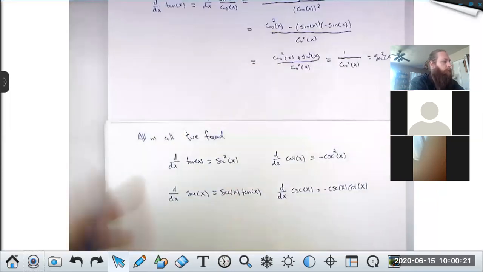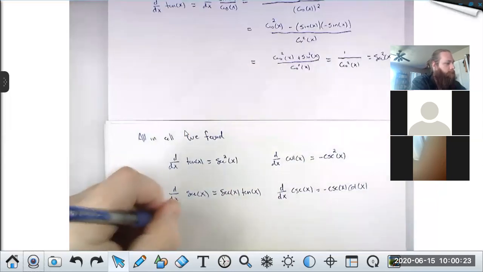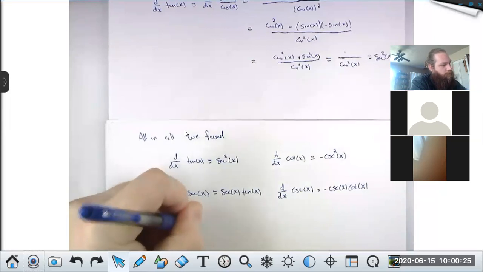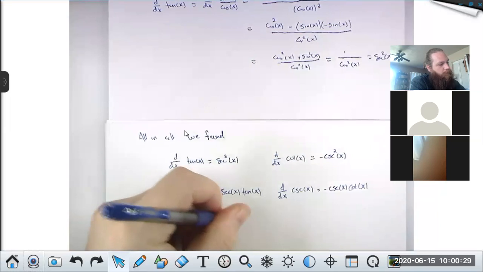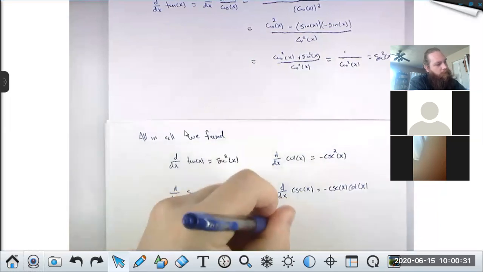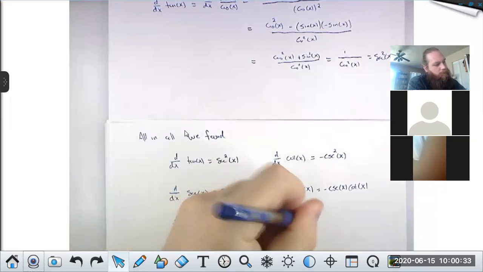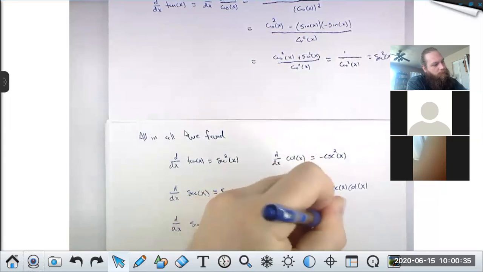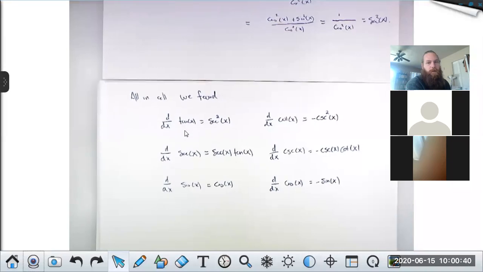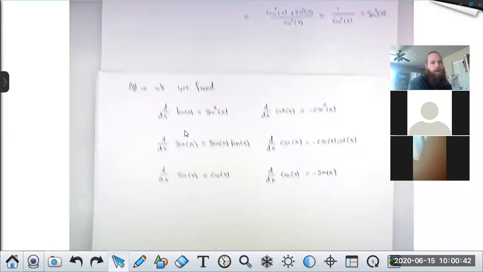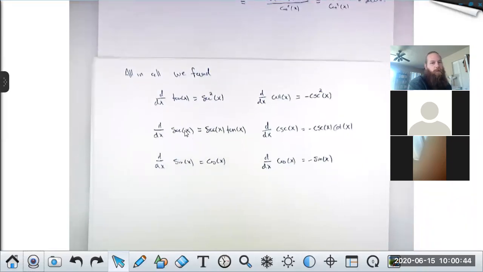All right, all together. If you want them in one place, here they are. All right, so this was kind of the payday in section 3.2. We now know the derivatives of all 6 trig functions. What do we do with this?